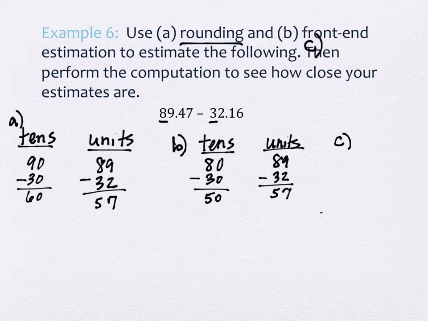If we're actually doing what I've designated as part C, which is to actually do the subtraction, we have 89 and 47 hundredths minus 32 and 16 hundredths. So take a second, write that down, and we'll make sure everybody's on the same track with the right answer.